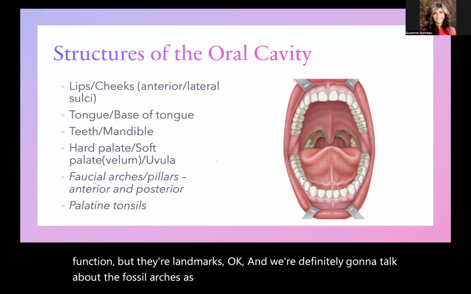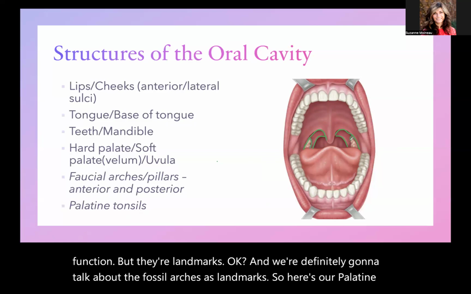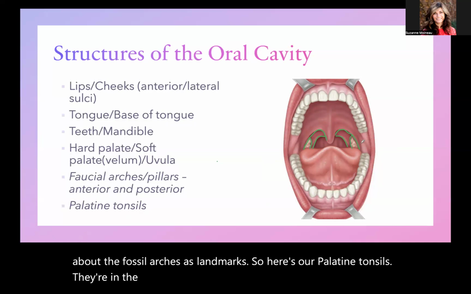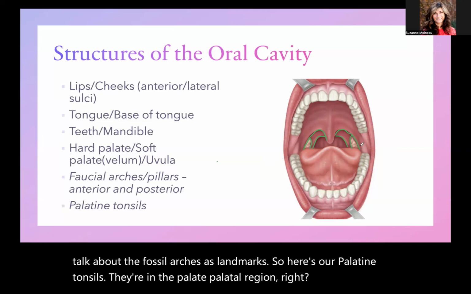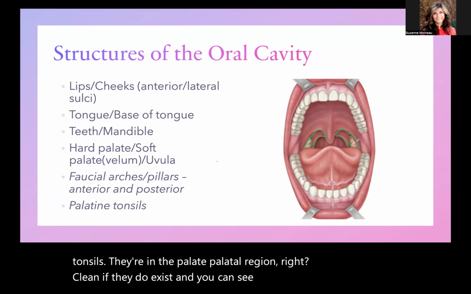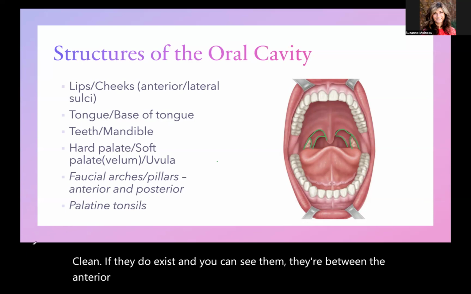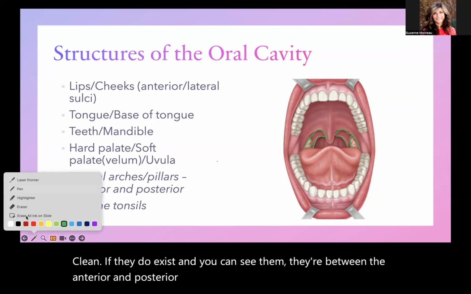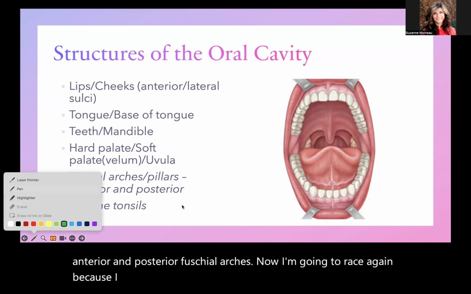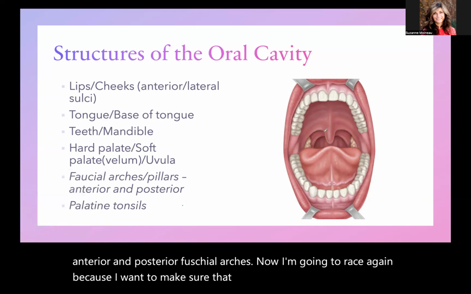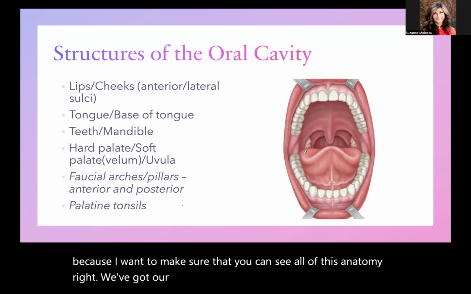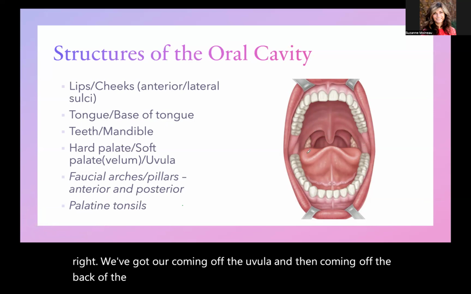So here's our palatine tonsils. They're in the palatal region, right between, if they do exist and you can see them, they're between the anterior and posterior fascial arches. Now I'm going to erase again because I want to make sure that you can see all of this anatomy, right? We've got our coming off the uvula, and then coming off the back of the soft palate in the rear is the posterior fascial arches.